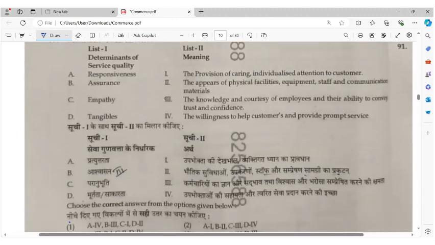Now a matching question is given, with the determinants of service quality and their meanings. You know that responsiveness is related to the willingness to help the consumer and provide prompt service. Assurance is related to the knowledge and courtesy of the employee and their ability to convey trust and confidence. Empathy is the provision of caring, individual attention to the customer. And tangibility is related to the appearance of physical facilities, equipment, staff, and communication material; you can easily match it with the physical word. So here option number A is correct.